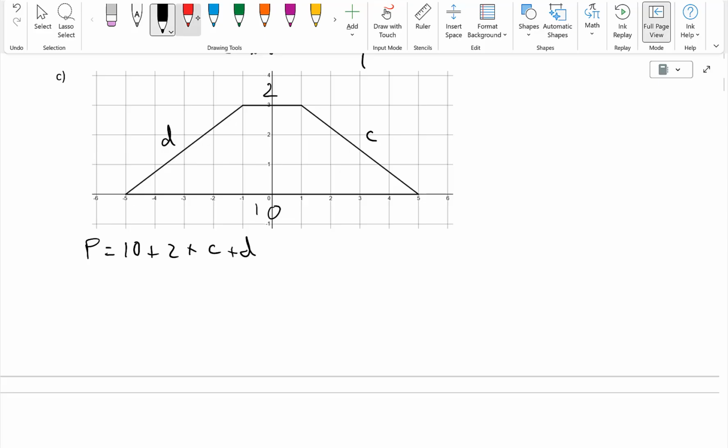For C, what we want to take note of is that we can create a right triangle here. And so that one would have a base of 4 and a height of 3, which means we don't have to compute again. It's got a length of 5. And we can do the same thing on the other side. We have this 4 with a 3 up the top, and our D there is also going to be 5. So our perimeter, if we get rid of C and D here, would be 10 plus 2 plus 5 plus 5, which is going to give us 22 units.